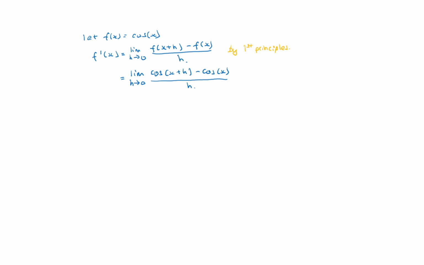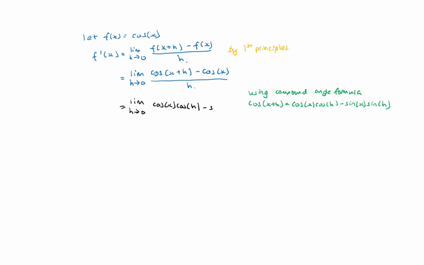And we can expand this cos of x plus h using the compound angle formula. So compound angle formula. And we know that cos of x plus h equals cos of x times cos of h minus sine of x times sine of h. Alright, and let's put that in. So limit as h approaches 0 of cos of x times cos of h minus sine of x times sine of h minus cos of x, all divided by h.